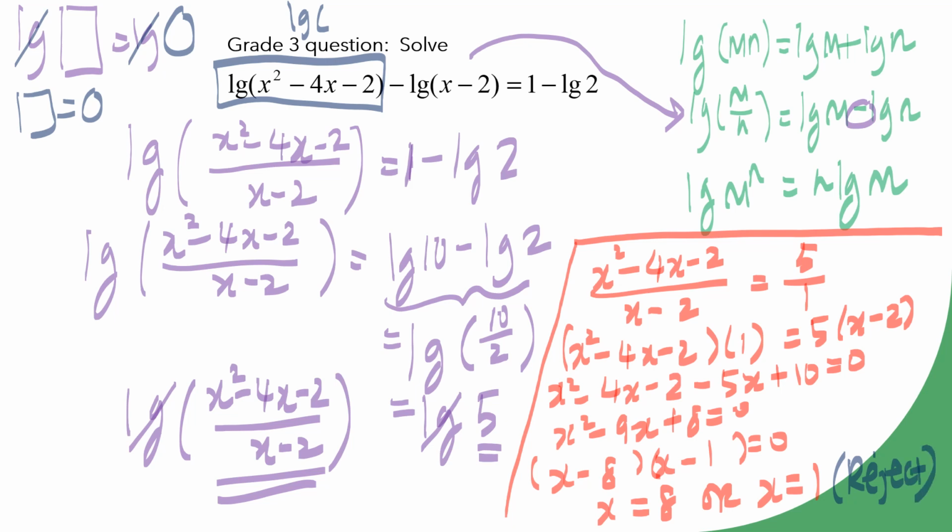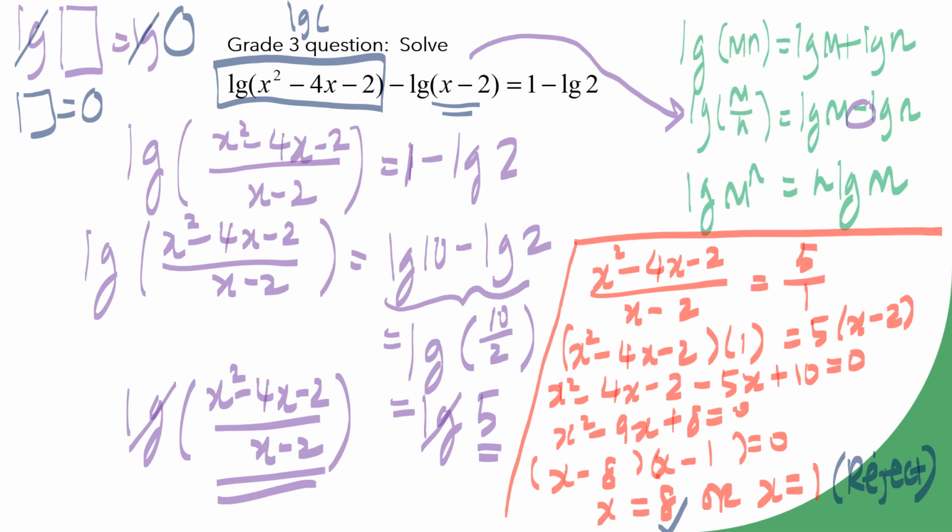And then how about x equals 8? You have to substitute x equals 8 also. That will give you 64 minus 32 minus 2. Yes, you get a positive 30. And then you have to substitute inside here also. You will have 6. So that's okay. x equals 8 is okay. You can accept it.